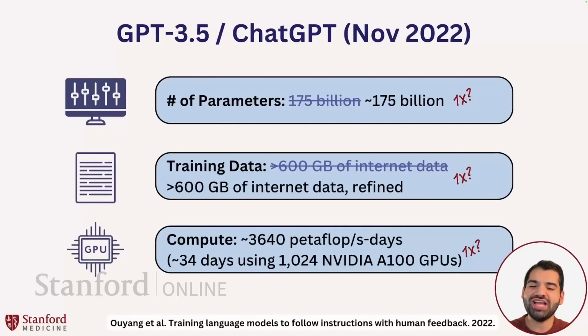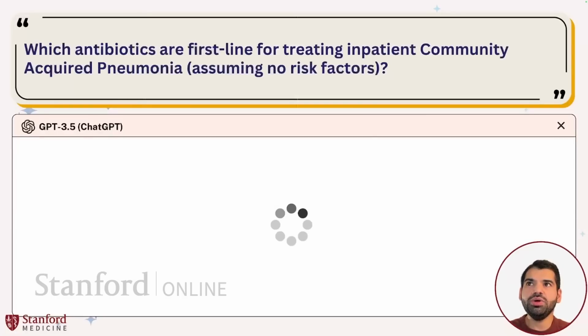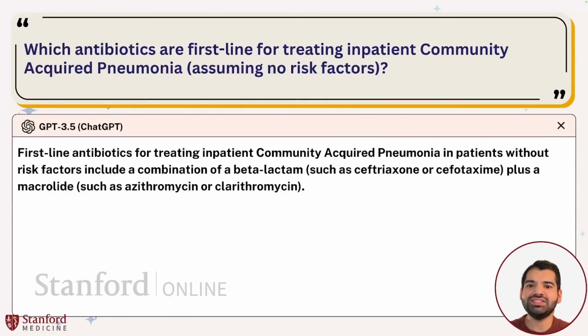Fast forward a couple of years to November 2022, and we get GPT 3.5, better known to the world as ChatGPT. This model was quite similar to GPT-3 in terms of parameter count, training data, and compute. So, if we give it the same exact input prompt, you instead get: first-line antibiotics for treating inpatient community-acquired pneumonia in patients without risk factors include a combo of beta-lactams such as ceftriaxone or cefotaxime, plus a macrolide like azithro. This is not only actually helpful, it's actually medically accurate. Those are actually the recommended antibiotics that you'd use in this case.